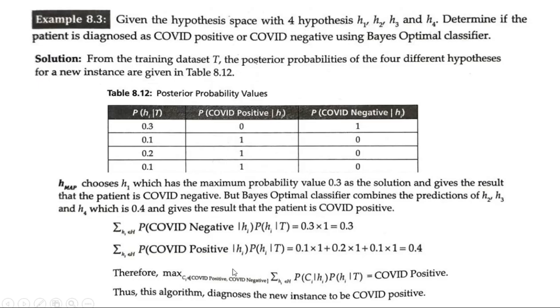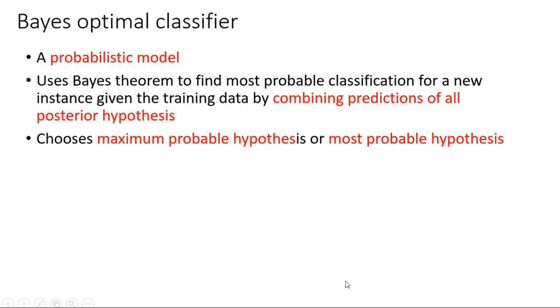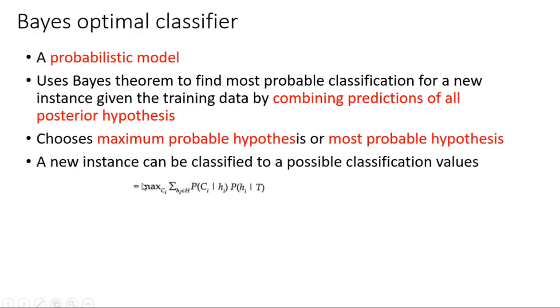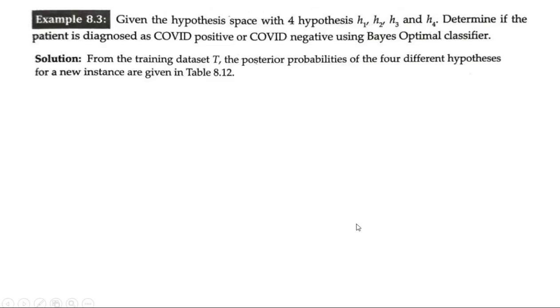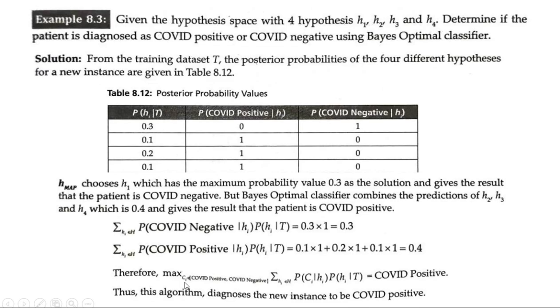Therefore, this is the Bayes optimal classifier formula which I just discussed in the previous slide. You have to take the maximum value, that is, the maximum that the class belongs to, COVID positive or COVID negative. Out of these two, 0.4 is more, and therefore, applying the Bayes optimal classifier to the test data, I can diagnose that the patient is COVID positive. The new instance is COVID positive.